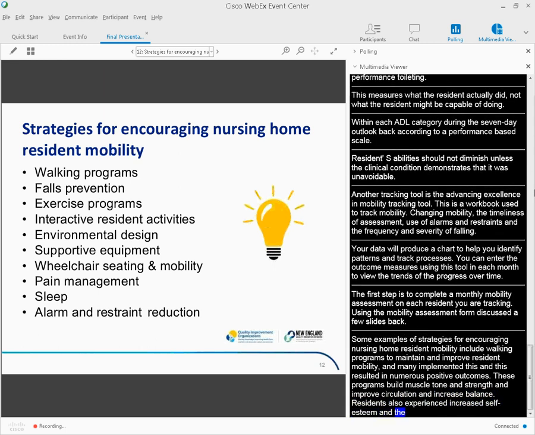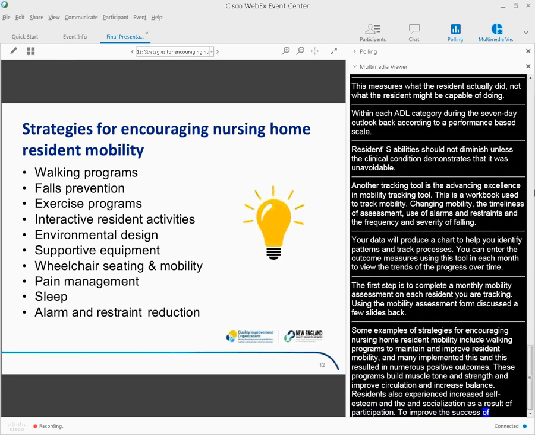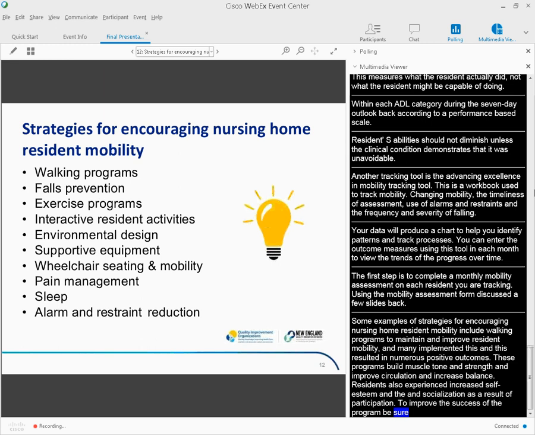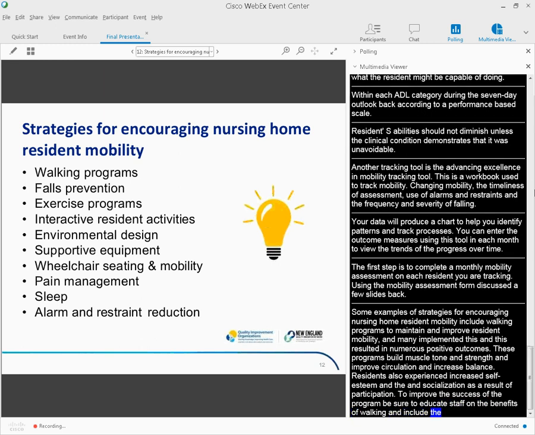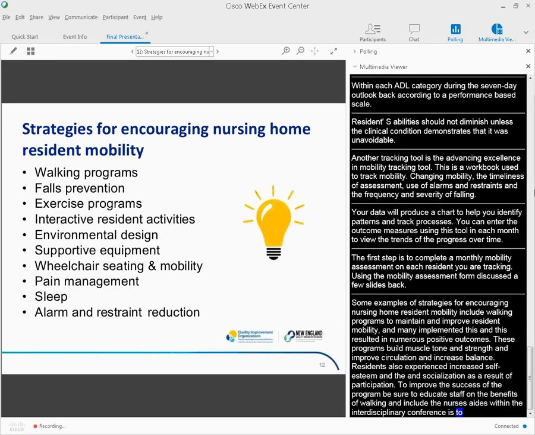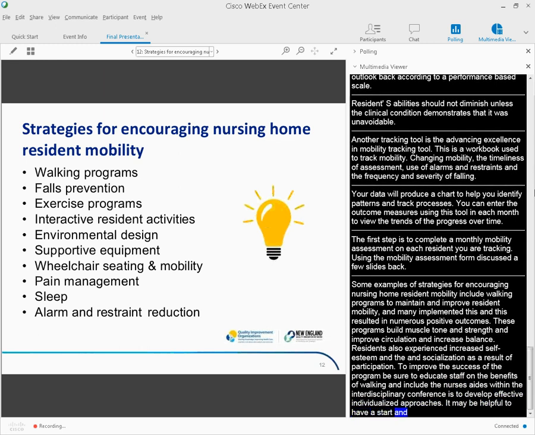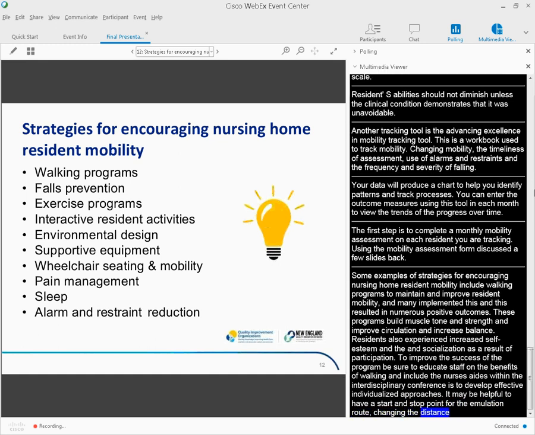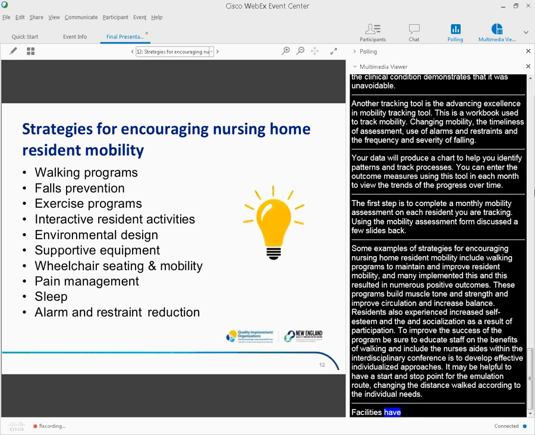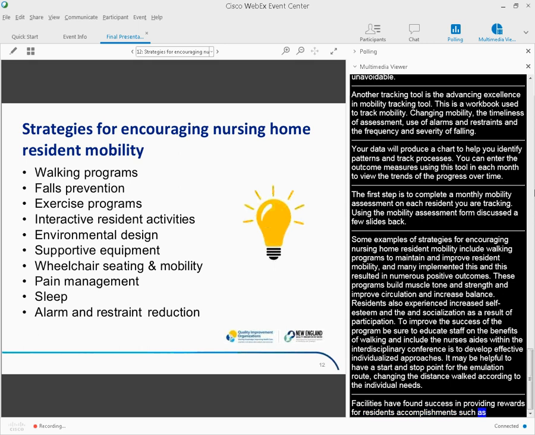To improve the success of a walking program, be sure to educate staff on the benefits of walking and include the nurse aides within the interdisciplinary conferences to develop effective individualized approaches. It may be helpful to have a start and stop point for the ambulation route of residents, changing the distance walked according to their individual needs. Facilities have also found success in providing rewards for residents' accomplishments, such as offering a favorite food or presenting a certificate or recognition.